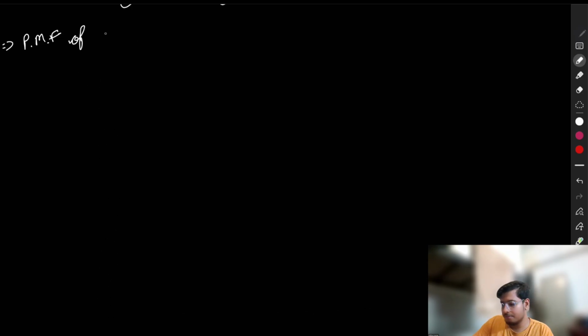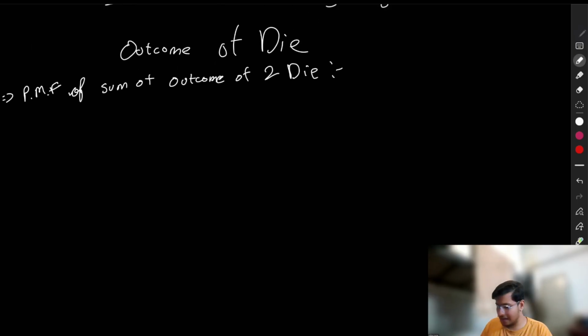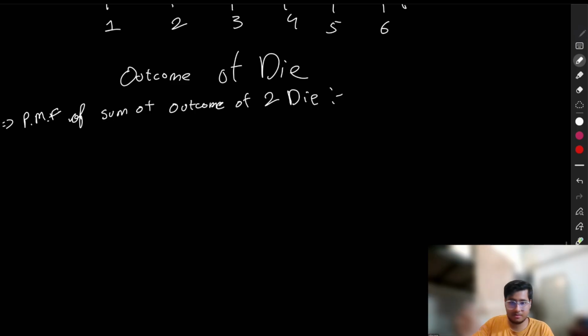Handwriting, I have to draw the PMF of the sum of two dice. What will be the outcome of the sum of two dice? Similarly, as we have drawn in the above graph, the x-axis will be our outcomes or events, and the y-axis will be the probability, right?